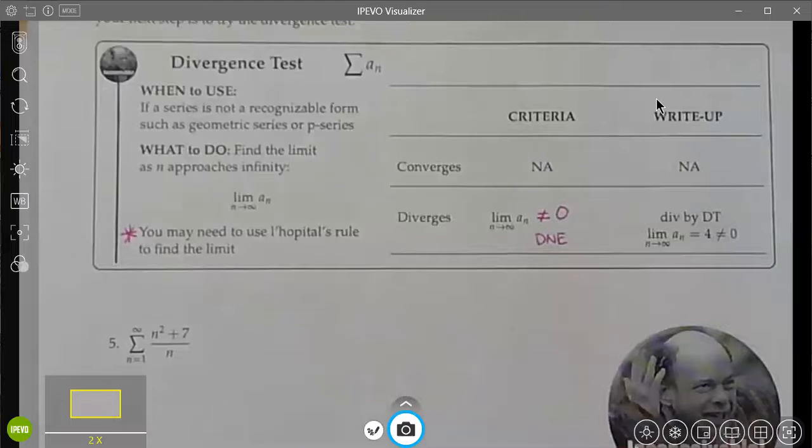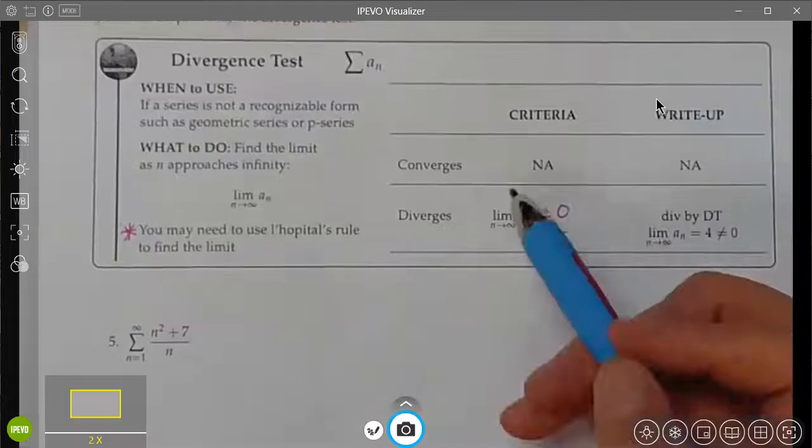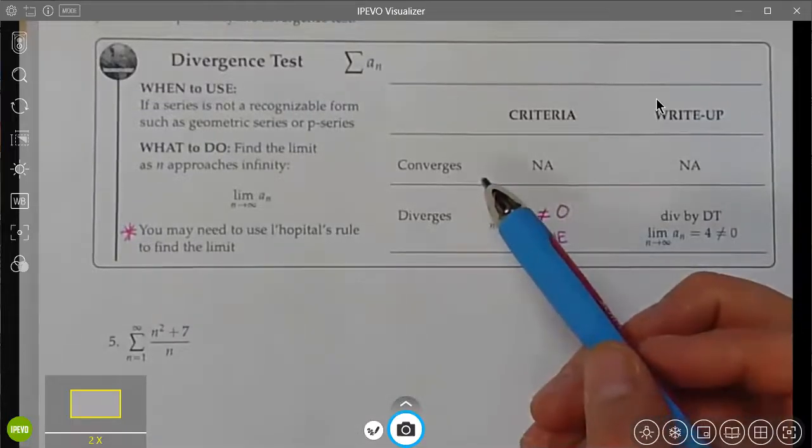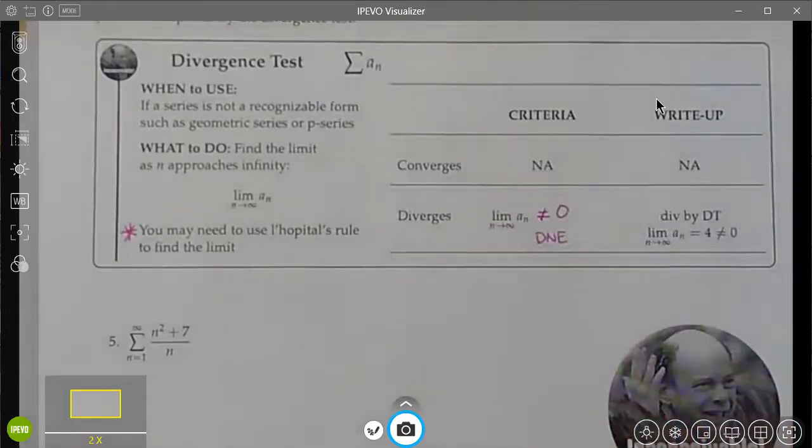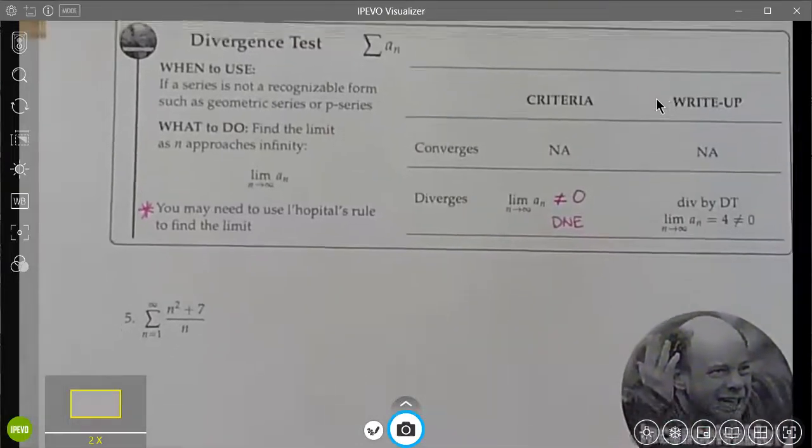Now, on the flip side, if the limit is 0, we don't know anything at all. This is a go fish situation. You cannot get convergence out of that. Sometimes if the limit is 0, the series will converge, sometimes it'll diverge, we just don't know. All right, so let's take a look at some of these problems.